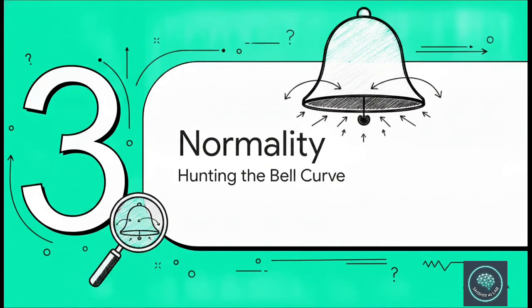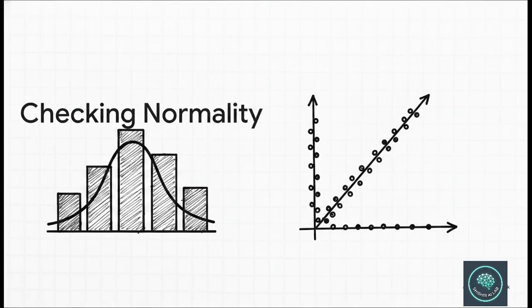Next up, Section 3. Normality, hunting for the bell curve. So to confirm that our model's residuals actually form that perfect bell curve, we've got a couple of specific visual tools in our toolkit. First, we use histograms. These let us quickly visualize if the errors pile up neatly right in the middle and taper off symmetrically at the ends, giving us that classic bell shape.